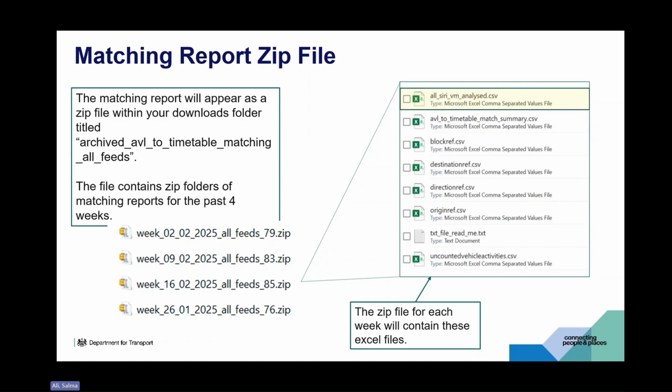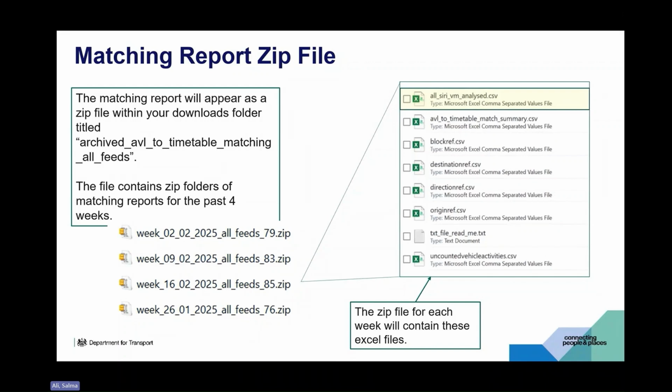But in terms of the other ones, they give a summary. For example, your block ref CSV will give a summary of errors specifically at the block ref matching stage. Or for example, destination ref will give errors specific to the destination ref matching stage.